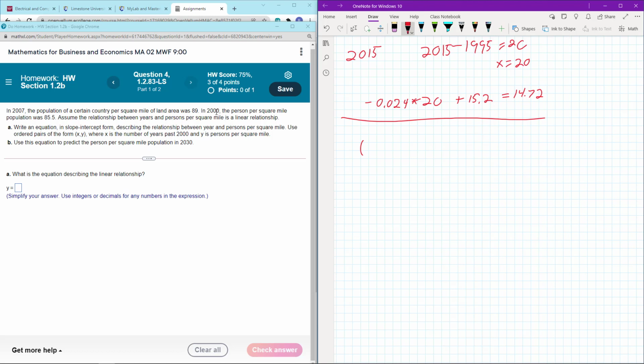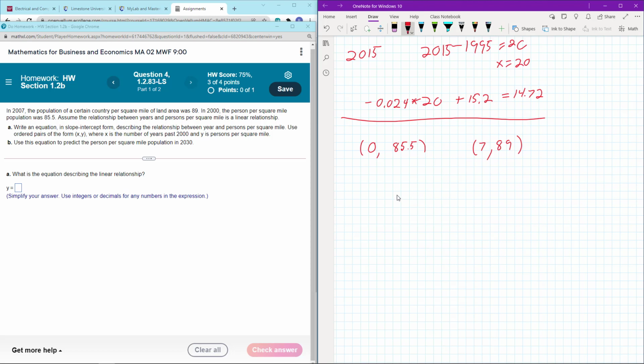Well, in the year 2000, right here, we had 85.5 people per square mile. And since x is the number of years past 2000, in this case, x would be equal to 0, because 2000 is 0 years past 2000. And then our population at that time is 85.5. So this is 1 point. Okay, the next one occurs at 2007, which is 7 years after 2000. So in this case, x is equal to 7. And then the number of people per square mile in land would be 89. Okay, so those are our two ordered pairs.